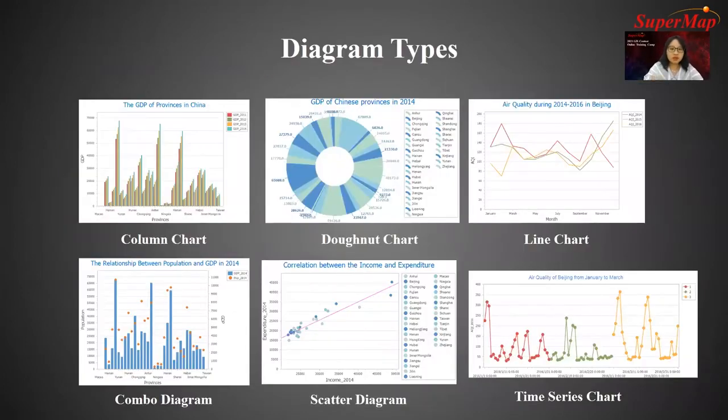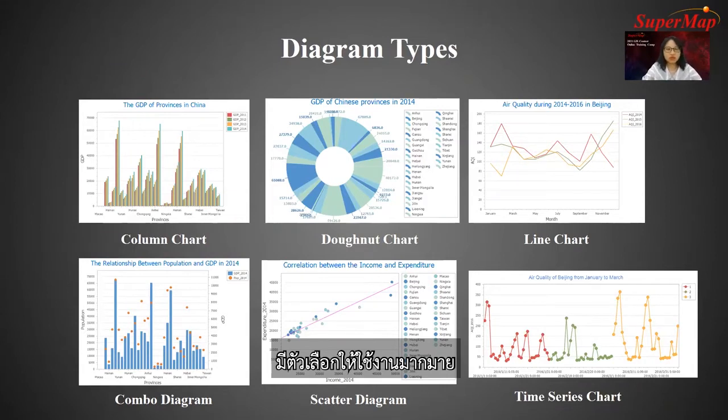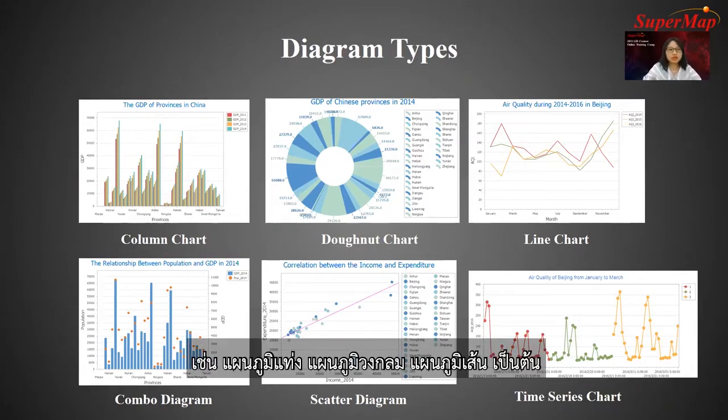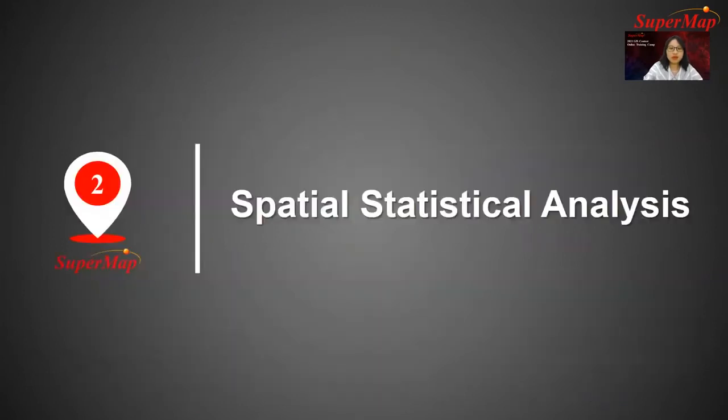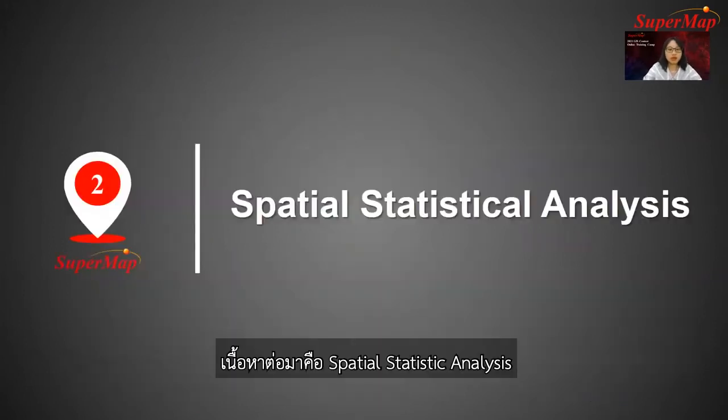And here are the types of the diagrams. We can see we have multiple types of choices for you. There is a column, pie and others. And the next part I want to mention is spatial statistical analysis.